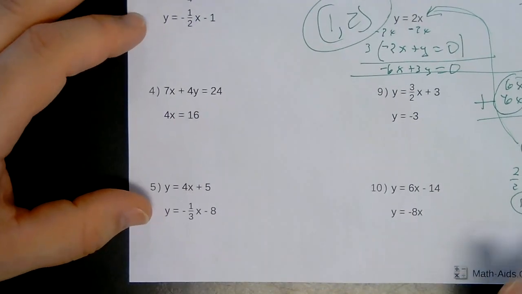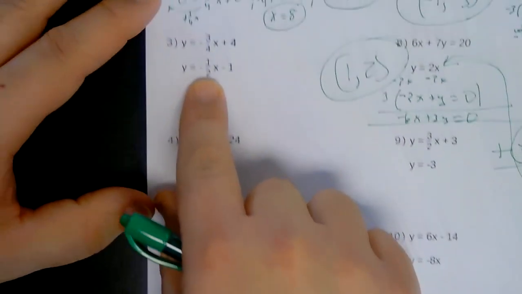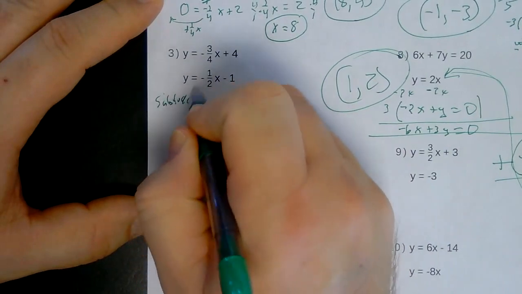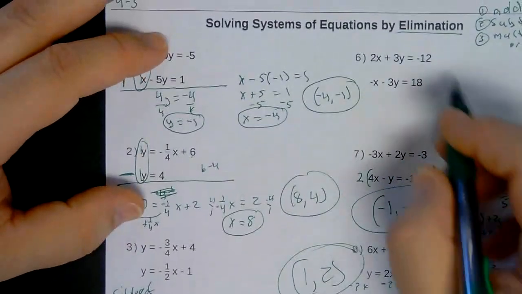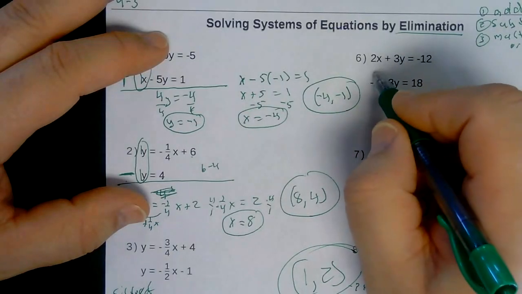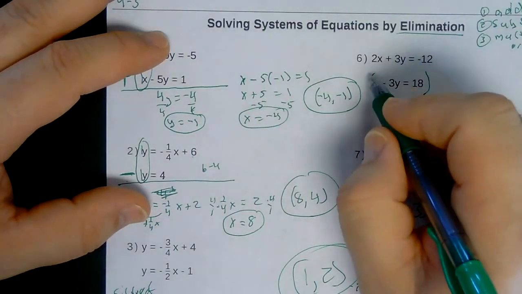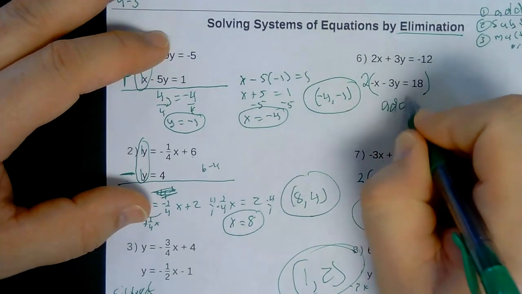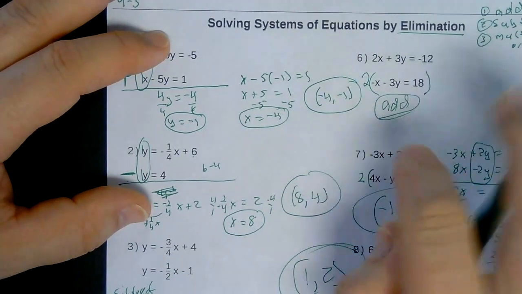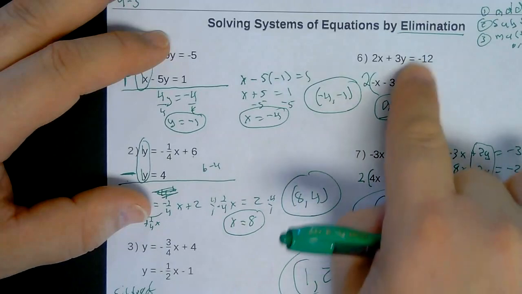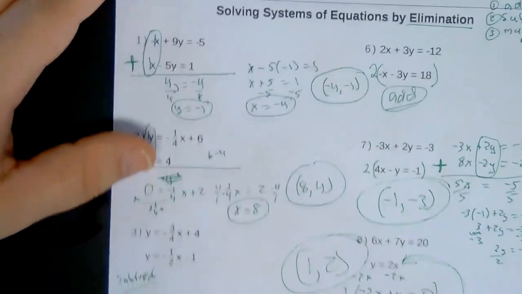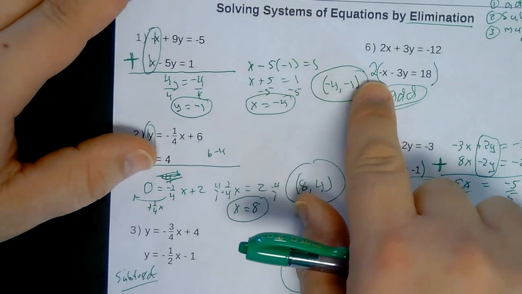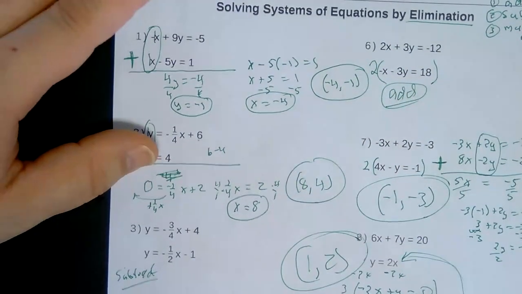All right, let's see which one we would like to do. This one would be a nice easy subtract, so I'll give you a hint there. Subtract that one. Number 6, if you multiply by 2, okay, then you can add. So multiply this equation by 2, then you can add them. Again, you can add because this will be 2x and it'll be negative 2x. Make sure you multiply through by 2 on everything.